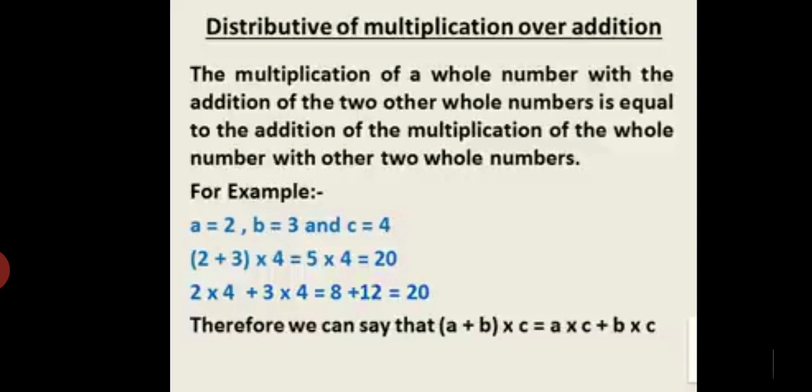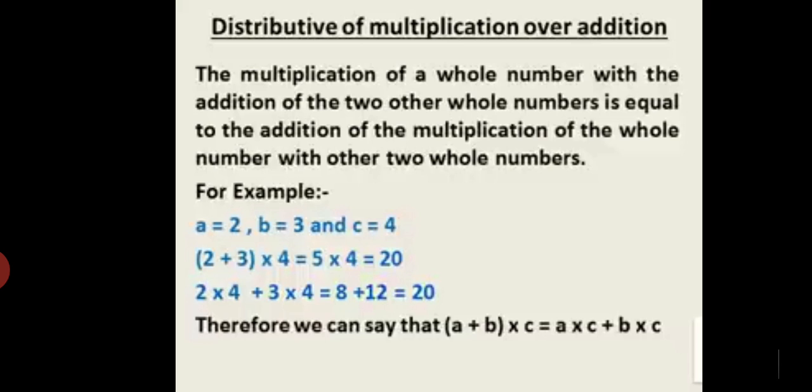Now coming to distributive property. It says the multiplication of a whole number with the addition of two other whole numbers is equal to the addition of the multiplication of the whole number with each of the other two whole numbers. Shortly, see the last line. It says if A, B, C are three whole numbers, then (A plus B) cross C is equal to A cross C plus B cross C.